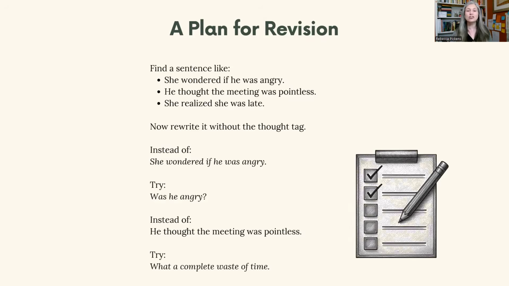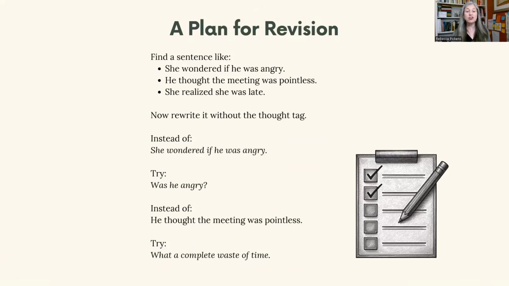Find a sentence like, she wondered if he was angry. He thought the meeting was pointless. She realized she was late. Let's get rid of some of those distancing words, that wall that is between us and these characters, and rewrite it without a thought tag. So instead of she wondered if he was angry, try, was he angry? Instead of he thought the meeting was pointless, try, what a complete waste of time. And we're just going to get to know your characters that much better as a result.